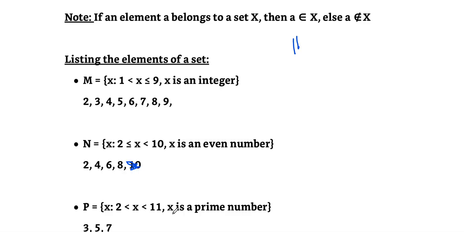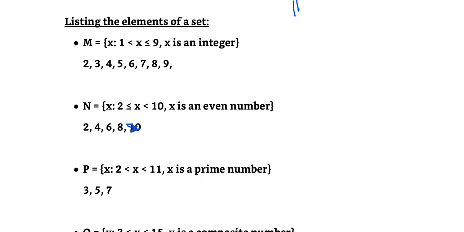So for the third example, we have 2 less than X less than 11, where X is a prime number. That implies that X is greater than 2 and X is less than 11, right? We first of all ask, what is a prime number? A number that has two factors, which are 1 and itself. Within this boundary of numbers greater than 2 but less than 11, the only numbers that are prime are 3, 5, and 7, right? Those are the prime numbers that lie between this finite set.